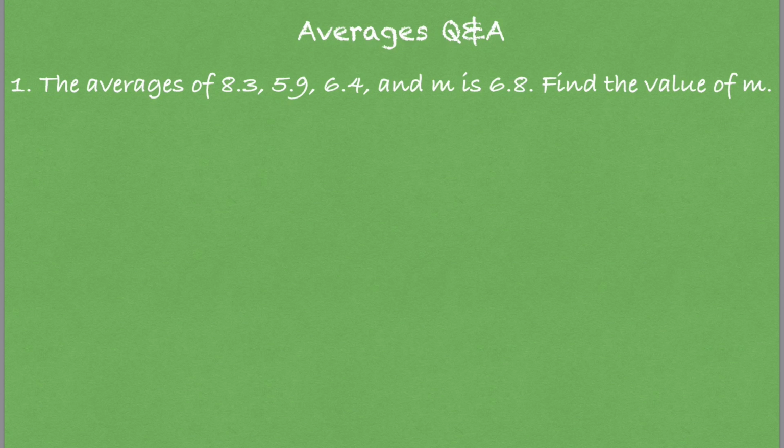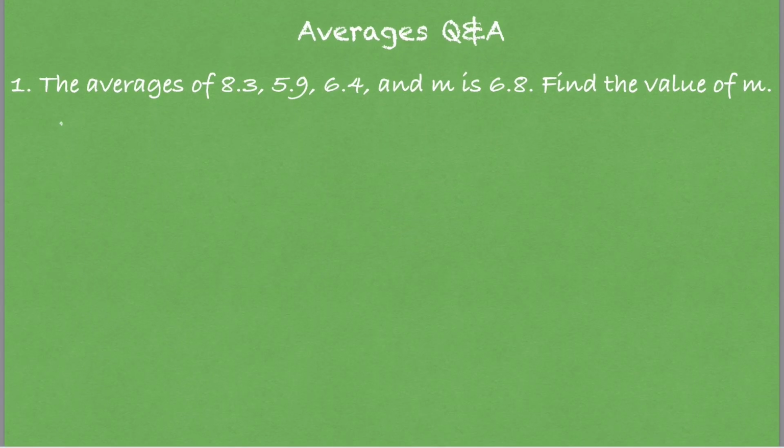Hello, in this video we are going to solve some questions about averages. Let's start with the first question. Average of 8.3, 5.9, 6.4 and m is 6.8. Find the value of m.